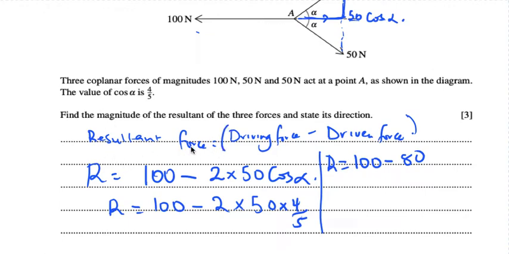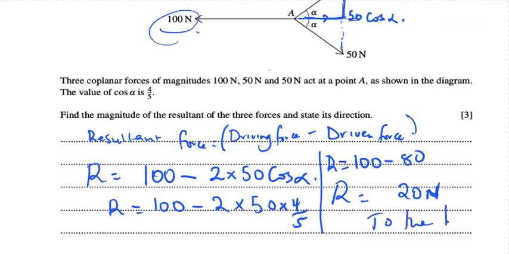So the resultant force is driving force minus driven. As we have followed the steps, I hope you're following. The steps are correct and clear. So our resultant force will end up being 20 newtons. But how do we tell the direction of flow? The direction is always the direction of the stronger force. The stronger force is 100, so we say to the left. Okay, so that is the answer to this question.